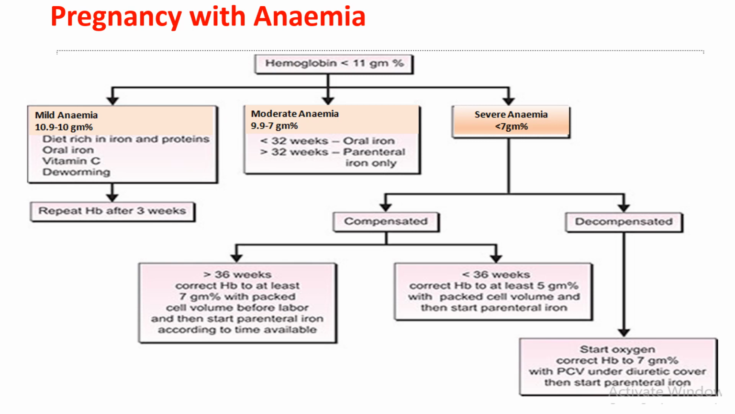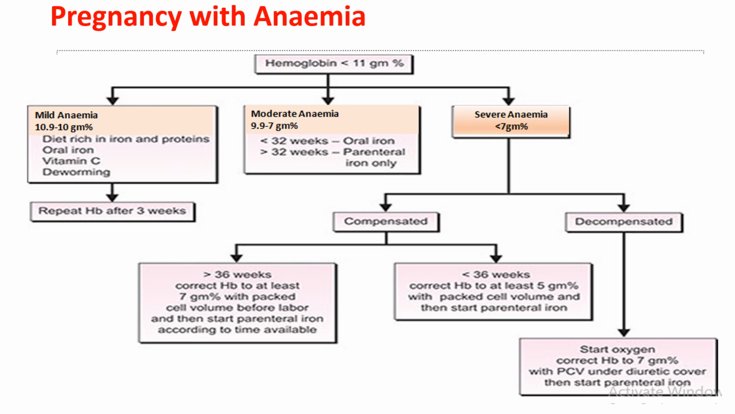normalize, to increase its range. Then coming to moderate anemia, which is between 9.9 and 7: when it's less than 32 weeks, one can still continue with oral iron. When it's more than 32 weeks, parenteral iron is preferred because we have very little time for correction.